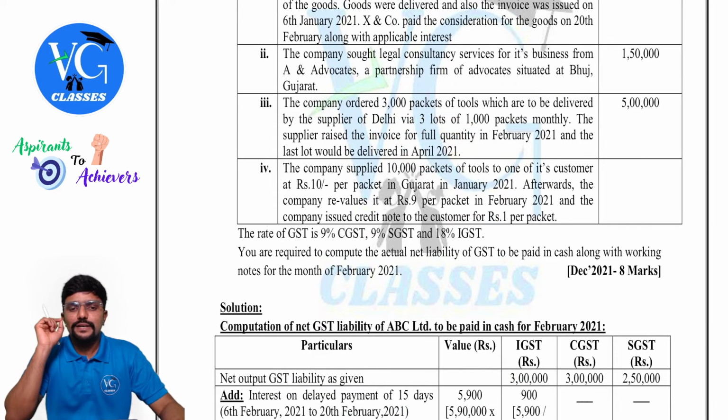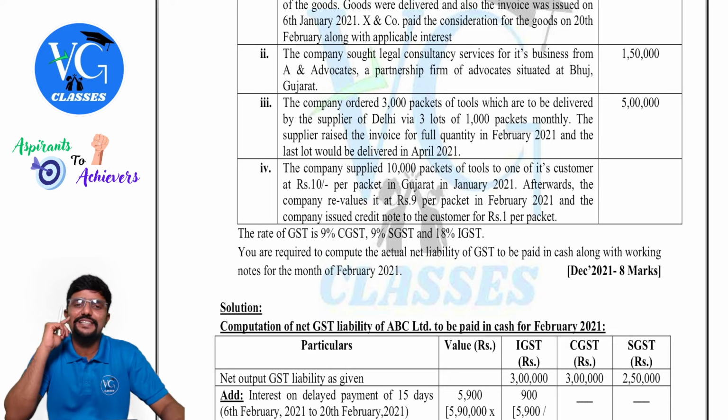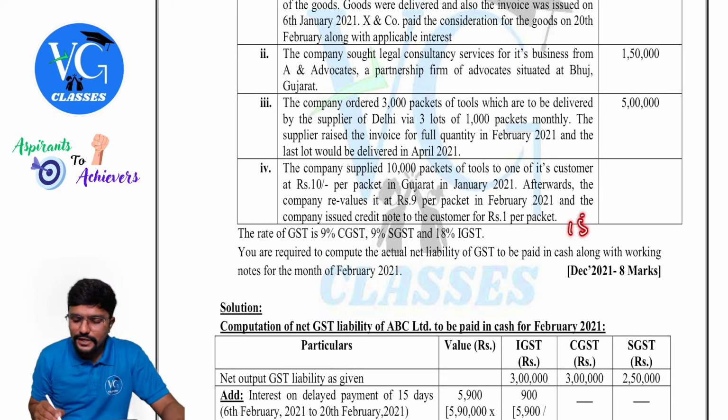The company supplied 10,000 packets of tools to one of its customers at rupees 10 per packet in Gujarat in Jan 2021. Afterwards, that is last month, the company revalues it at 9 rupees per packet in February 2021 and the company issued a credit note to the customer at rupees 1 per packet. Can we reduce it? No, guys. It was not agreed at the time of supply. So as per section 15 subsection 3, you cannot reduce it.